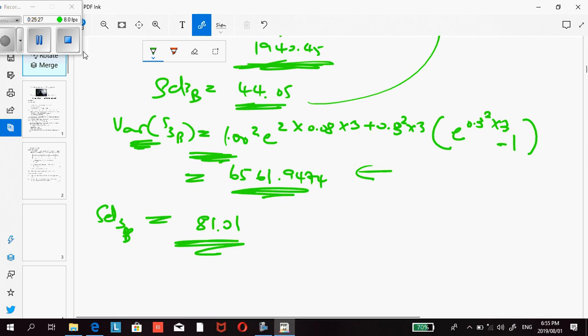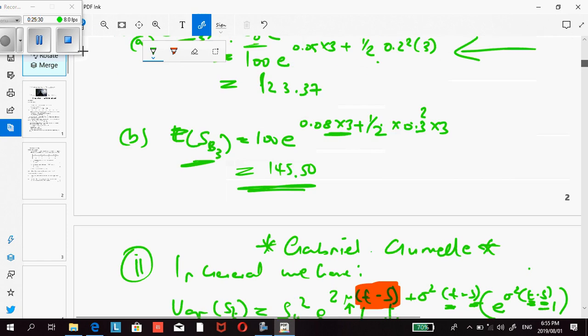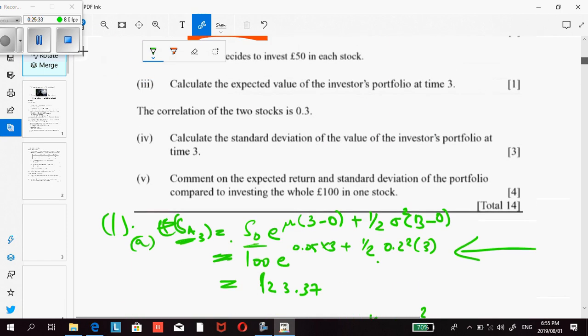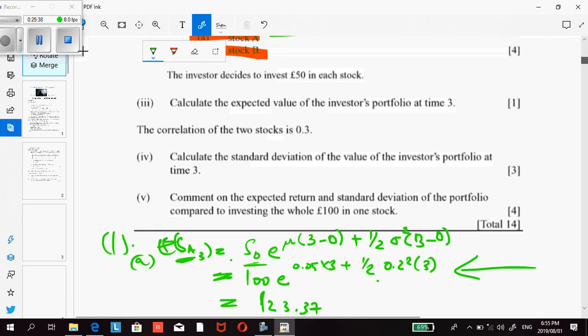Now, if we proceed with this question here, you will see they go straight on to another section, which we're going to discuss later. Now, they go straight to something called portfolio theory. Now, this revision is not for portfolio theory. We have got a revision session on portfolio theory, but because this question included it, we're going to do it anyways. So they say here the investor decides to invest £50 in each stock, so that A and B.